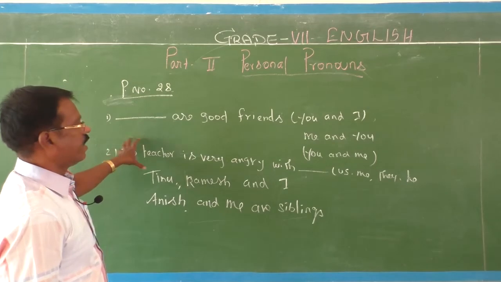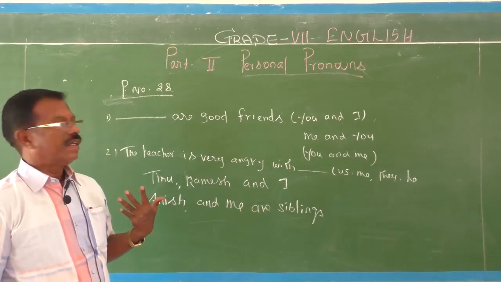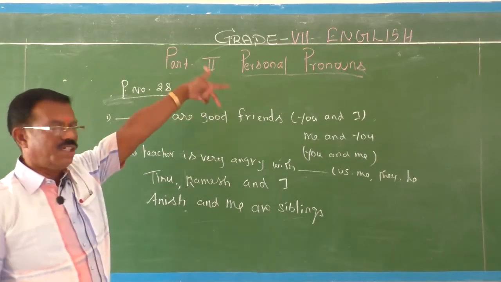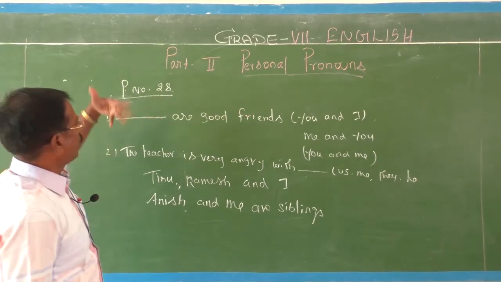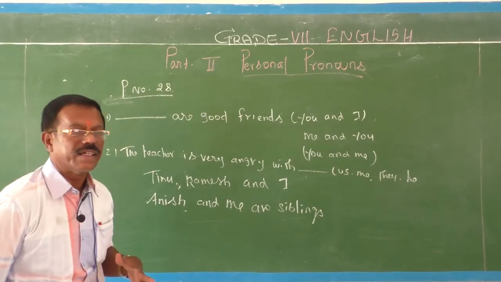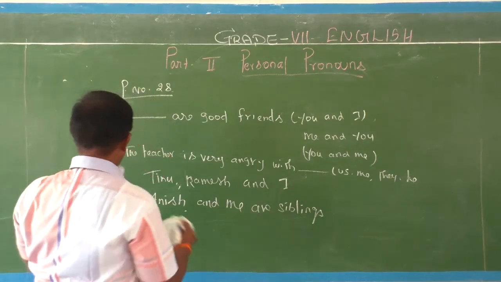The teacher is very angry with us. The teacher is very angry with me. But the teacher is very angry with they won't work. The teacher is very angry with he also won't work. So whenever you are going to use the forms of the personal pronouns, you should take care. Okay, children? Very nice. Then I will give you some more examples.